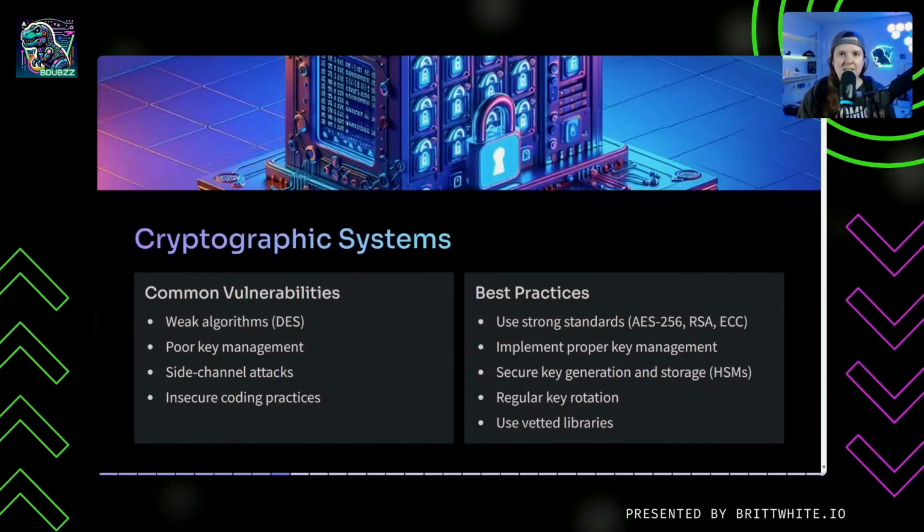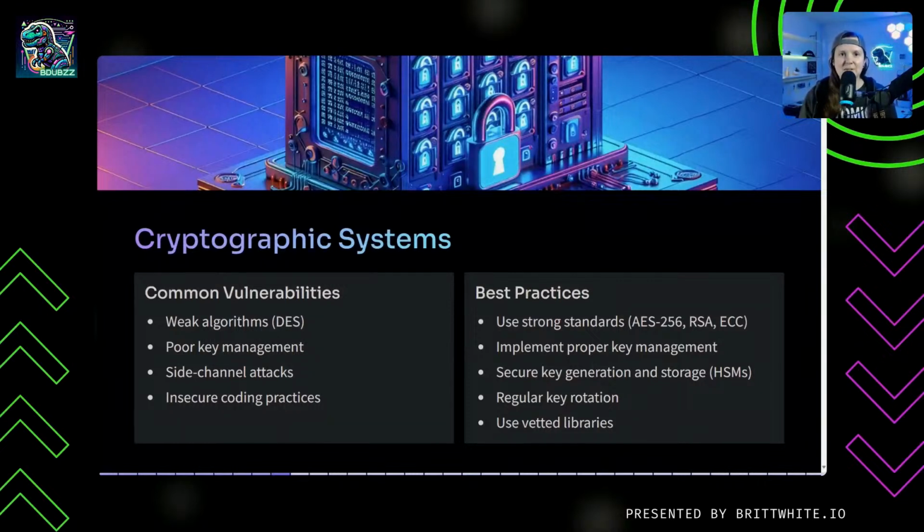Here's how to fix it: use strong standards like AES 256, RSA, and ECC. Manage keys like a pro. Secure generation, storage in HSMs, regular rotation. Guard against side channels with tight code. Use vetted libraries and train your team. Remember Heartbleed? It was a coding flaw, not the algorithm, that let attackers in. Cryptography is your fortress, but only if it's solid. Get it right and you're untouchable.